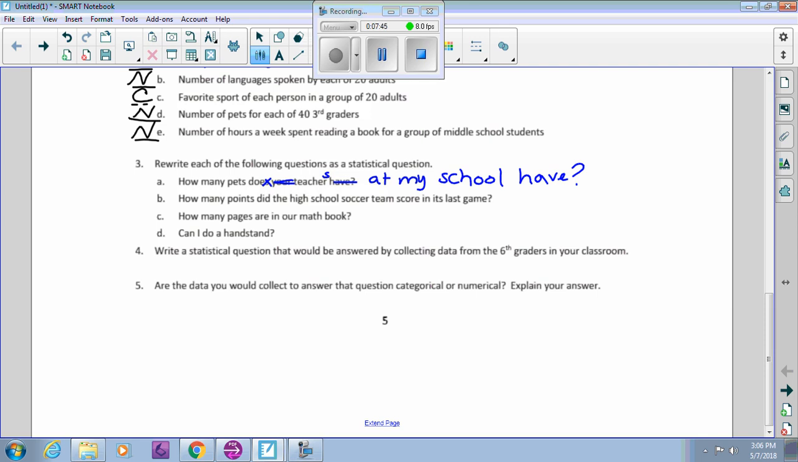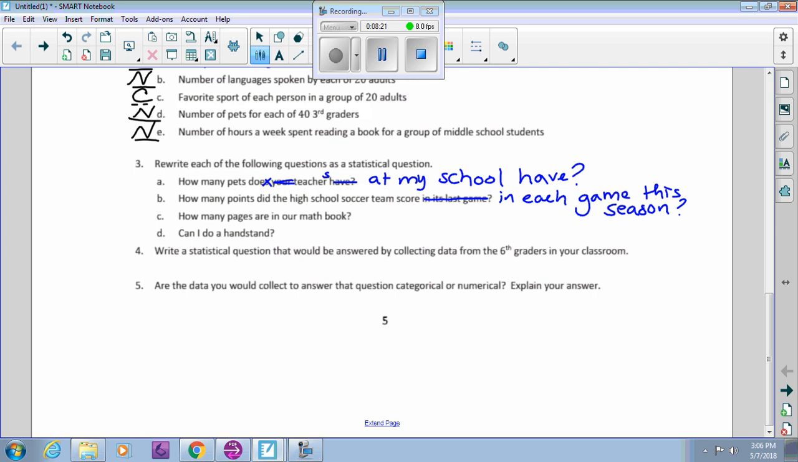Part B, it says, how many points did the high school soccer team score in its game last night? So that's only one data point. It's just one game last night. You want to figure out the games that they have been playing, maybe this season. How many points does the high school soccer team score in each game this season? Or maybe you said in the past 10 games or something like that, right? But again, you want it to be a group of games, not just one.